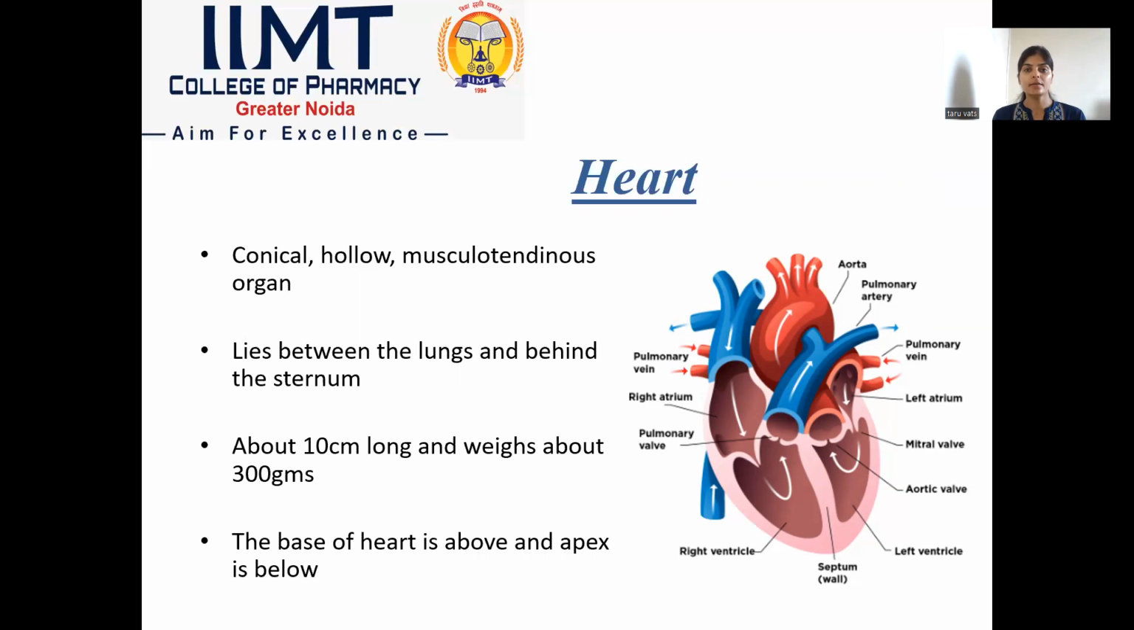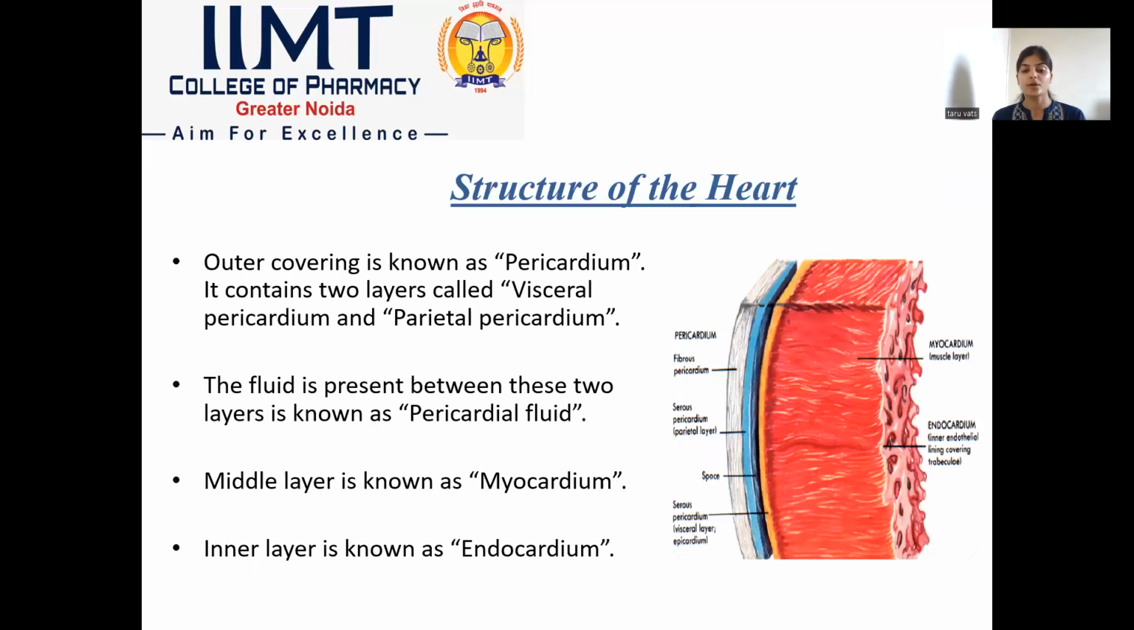Moving to the next slide. Structure of the heart. You can see in this image as well. Our heart is made up of 3 layers. The outer covering or outer layer is known as the pericardium layer. This pericardium layer is made up of 2 layers, known as the visceral pericardium layer and the parietal pericardium layer. There is a cavity present between these 2 layers, and this cavity is filled with pericardial fluid.